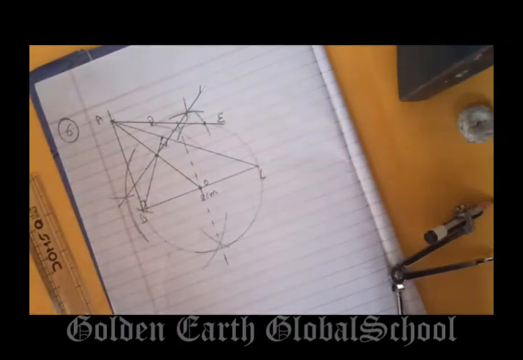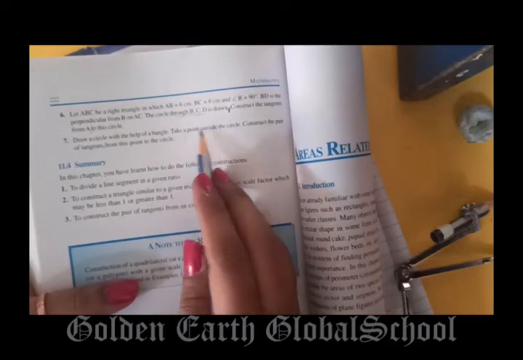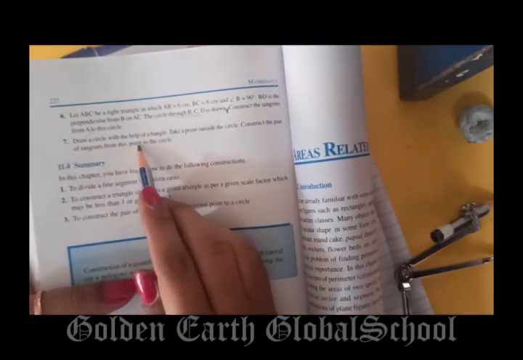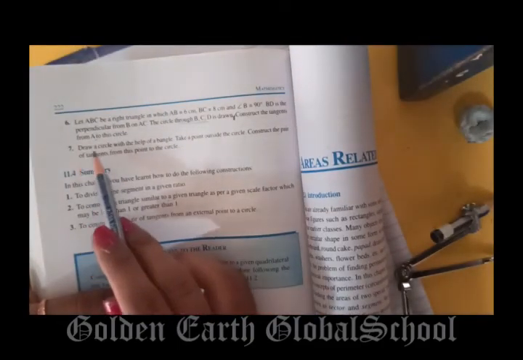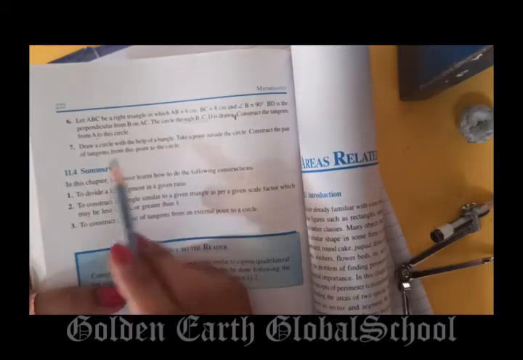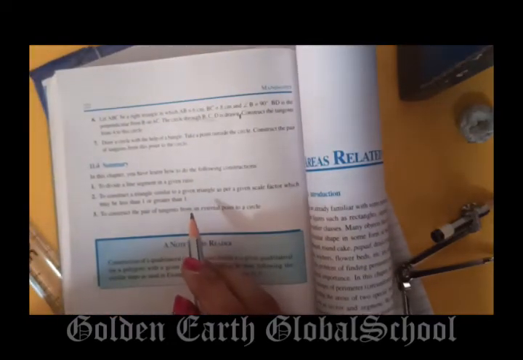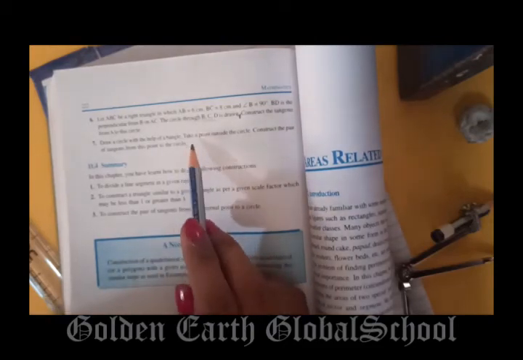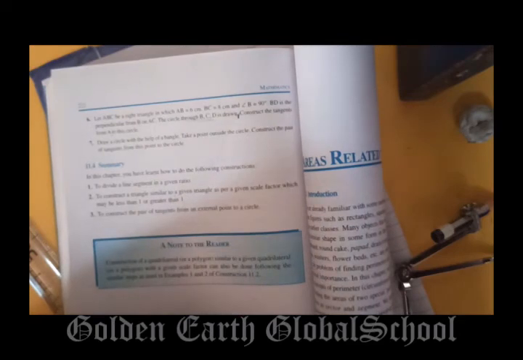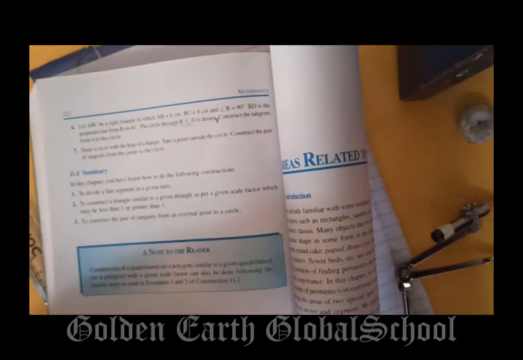Next, seventh question. Draw a circle with the help of a bangle. Take a point outside the circle. Construct the pair of tangents from this point to the circle. So with the bangle, firstly draw a circle. Firstly you have to find the center of the circle. How will you find the center of the circle? So this you know very well. In the earlier classes we had discussed how to find the center of the circle. What is the procedure? Firstly, with the bangle draw a circle.